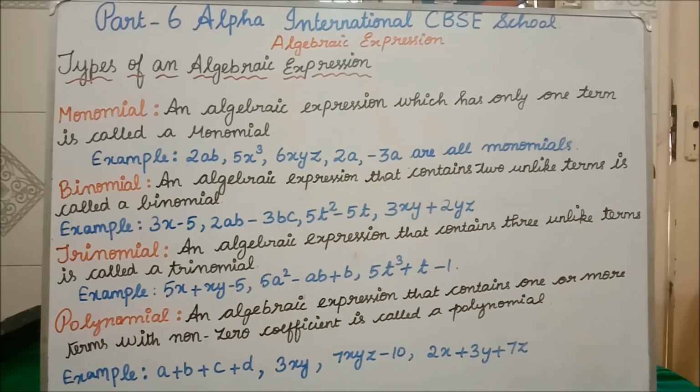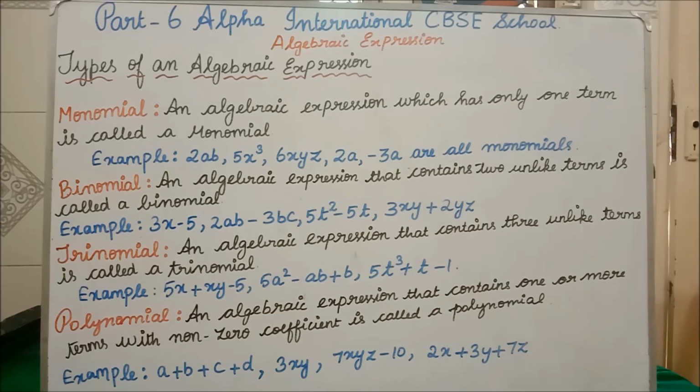Clear? Next, trinomial. An algebraic expression that contains three unlike terms. How many unlike terms? Three unlike terms is called a trinomial. Consider this example, 5x plus xy minus 5. How many terms are we having? 5x is the first term, xy is the second term, minus 5 is the third term. So we are having three terms, then we will say it as what? Trinomial.